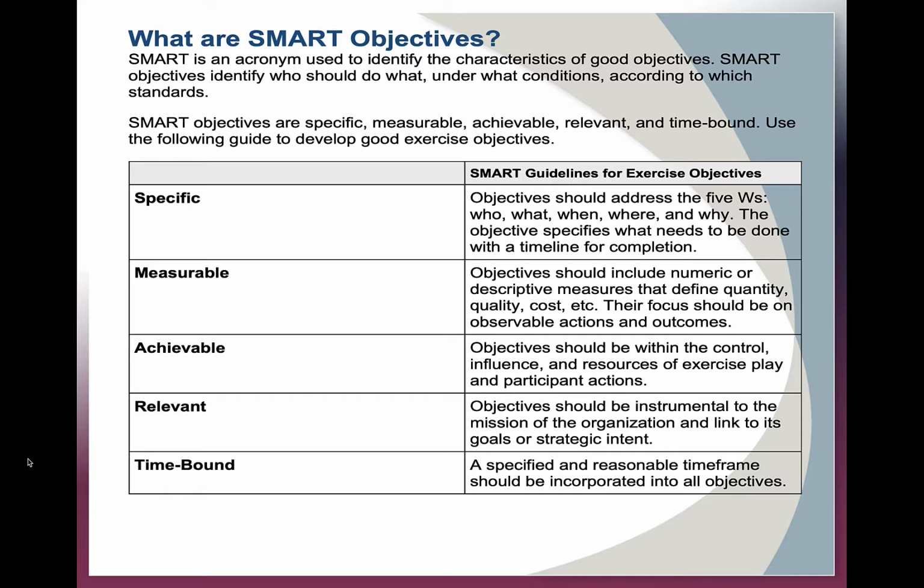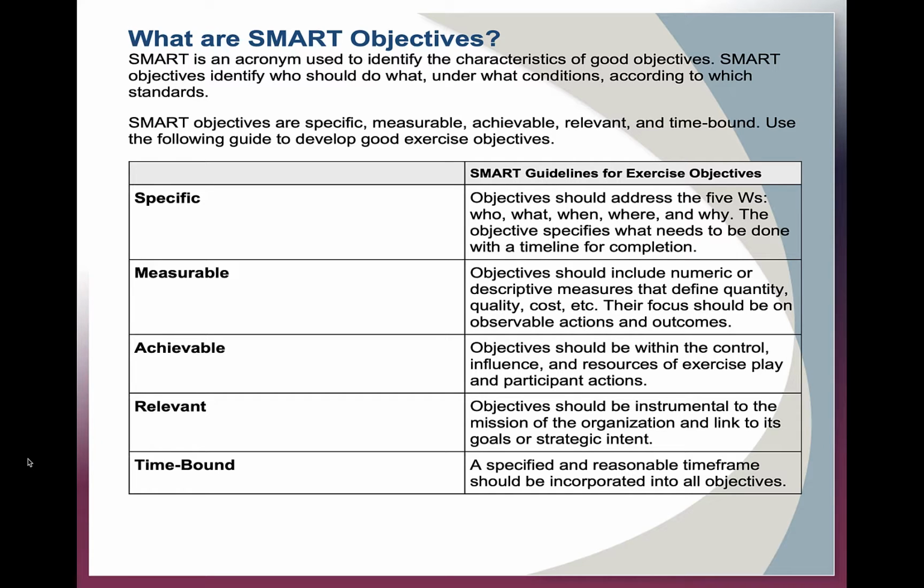All right, so how do we get those objectives? A lot of us have probably heard this before, using the SMART acronym: specific, measurable, achievable, relevant, and time bound. For specific, this is those 5 W's: the who, what, where, when, and why. It needs to be measurable, so it's numeric or identifies quantities, observable actions and outcomes, things that we can see.